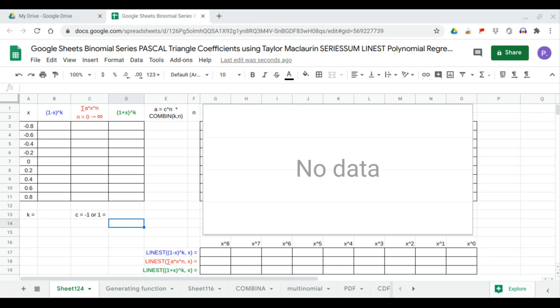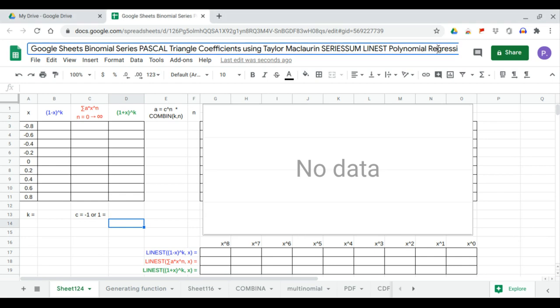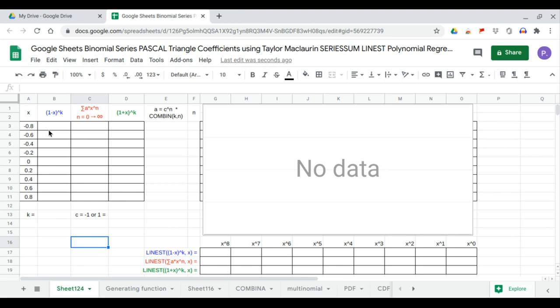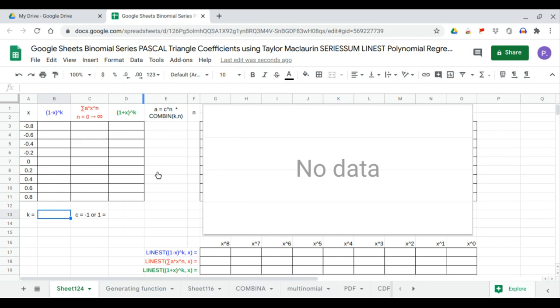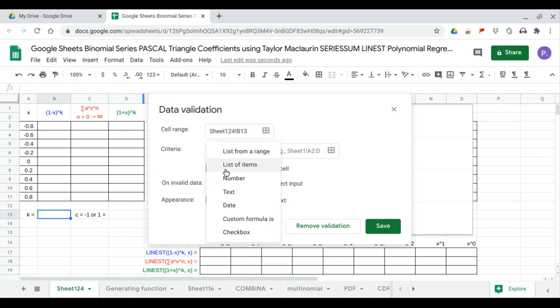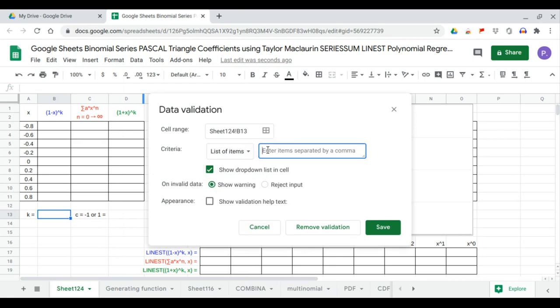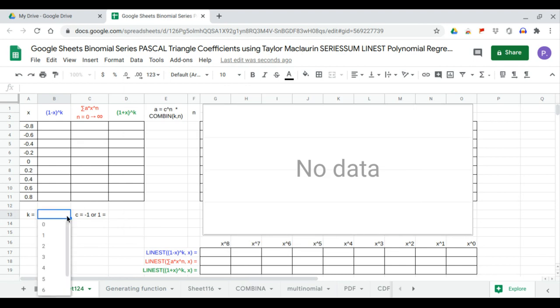In this video, we'll generate the binomial series Pascal triangle coefficients using Taylor-Maclaurin series sum and Linest polynomial regression. Here we have the binomial series of 1 minus x to the power k. The value of k is from 0 to 8, so we use data validation, list of items, 0 to 8. So these are the values of k, 0 to 8.